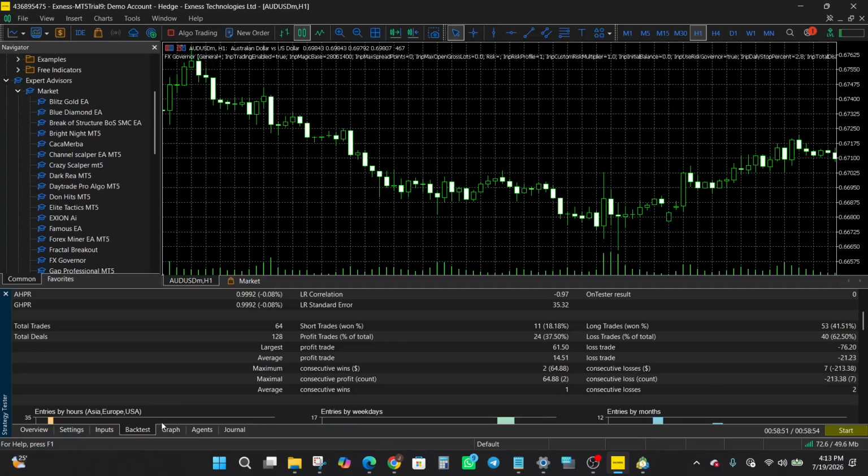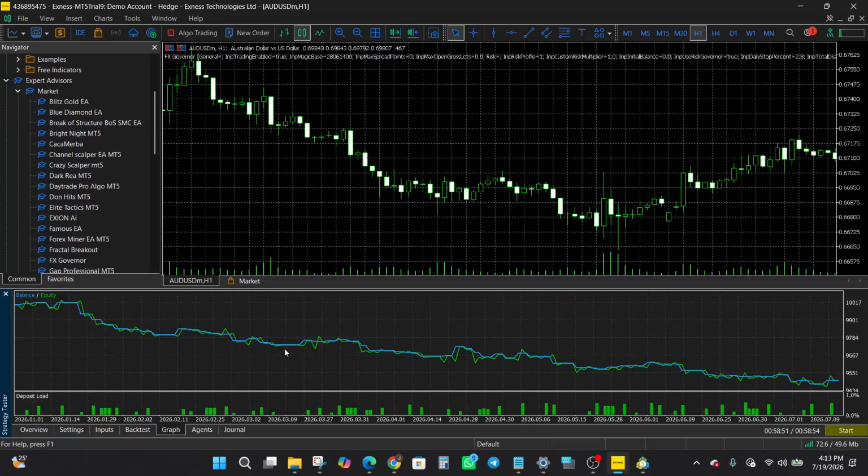Okay, heading over to the graph, we can see how the balance and equity curve had just been declining over time. Instead of rising over time, this one was declining over time.